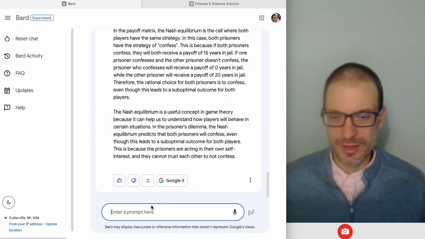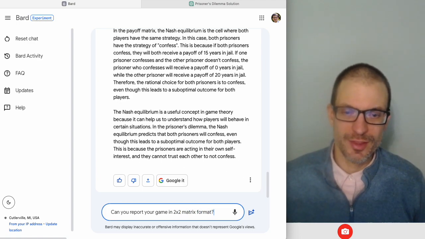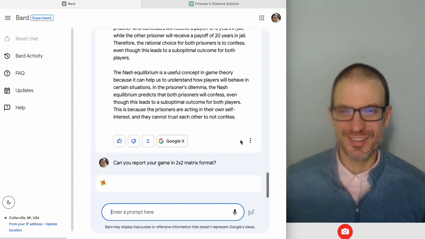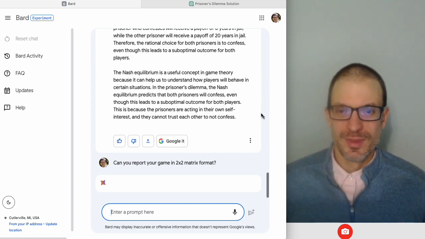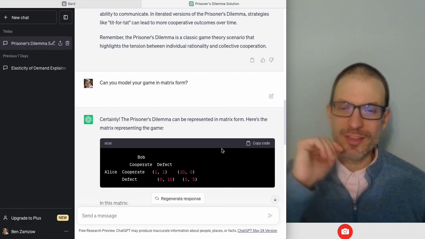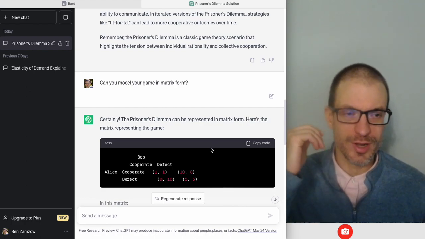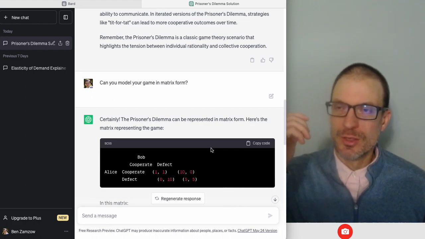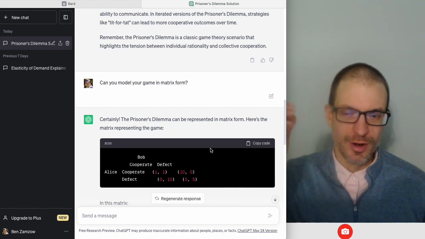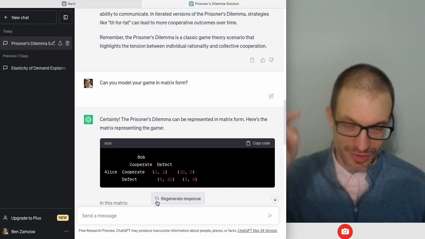And let's see, can you report your game in 2x2 matrix format? Let's see, I'll give it one more chance. I don't know, not holding out great hope. But this is fascinating because ChatGPT actually could generate a prisoner's dilemma and give you the solutions. You could ask it to generate a normal form game, matrix game, because this is a legitimate matrix game.